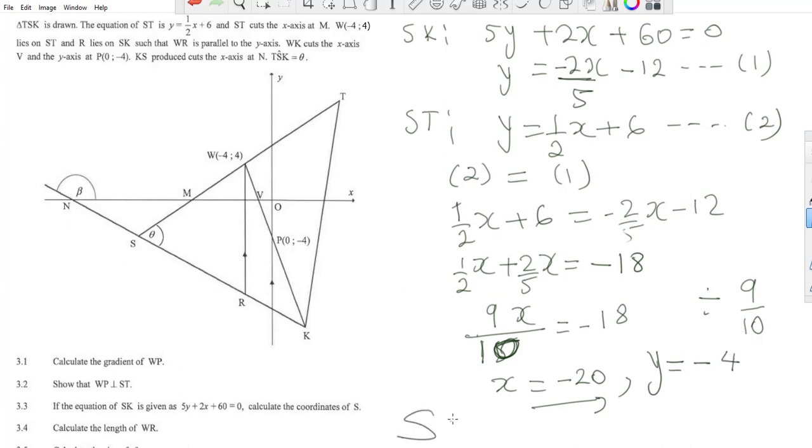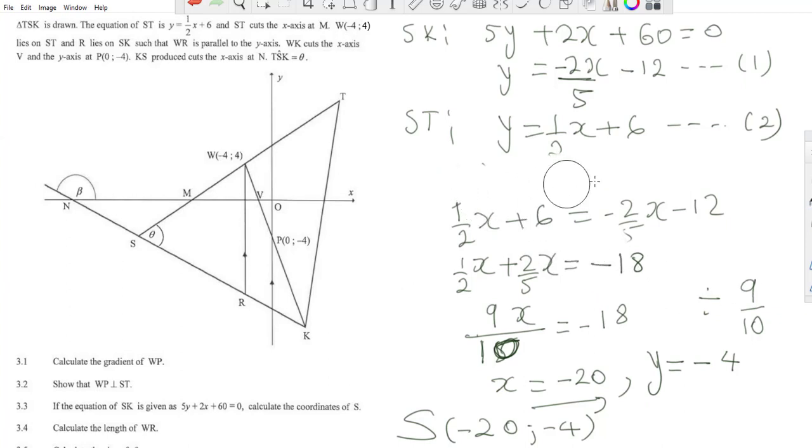So therefore the coordinate of s will be minus 20 and minus 4, which makes sense. You see, y is minus 4, which means they are on the same line with the coordinate of p, the y value. And this makes sense, because if this is minus 4 for x, minus 20 should be somewhere there. Now we got it. Now let's move to the next question.